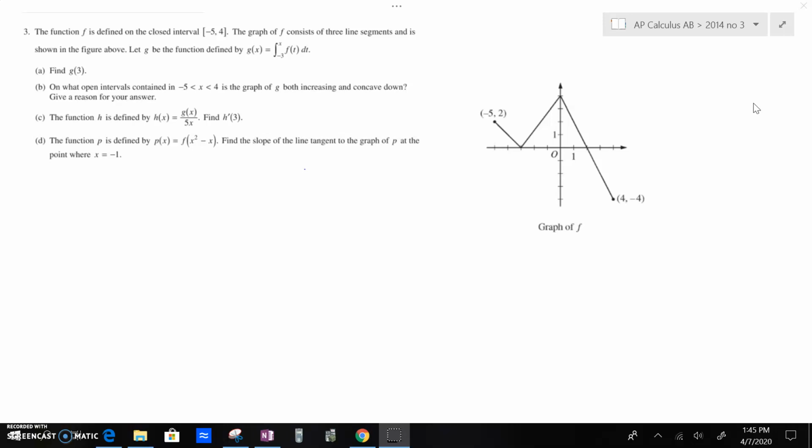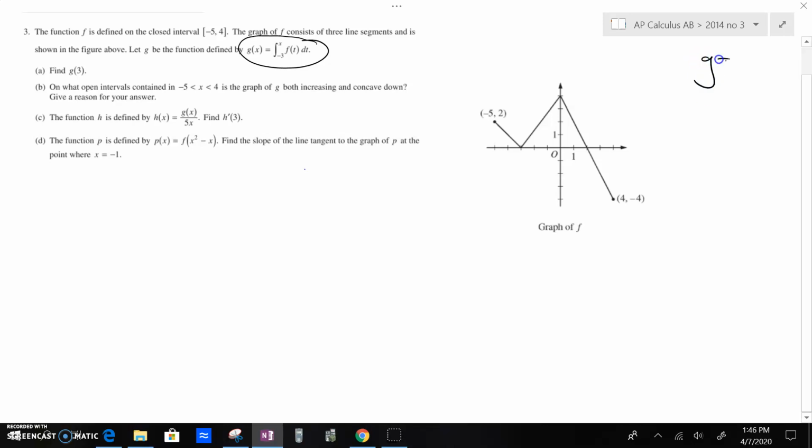So they're giving you a graph of f, and then they're defining g to be an integral, that's right up here. So if g is an integral, I'm going to write this over to the side, and you're certainly welcome to do this when you take the exam. You don't have to, but it helps me organize my thinking around it, and I think it's beneficial.